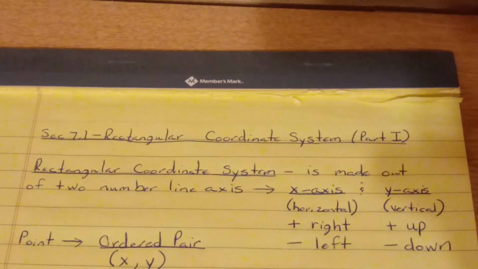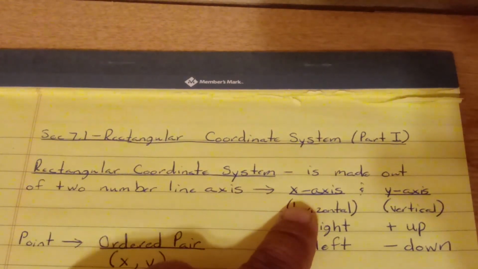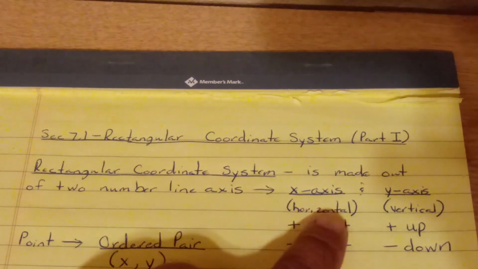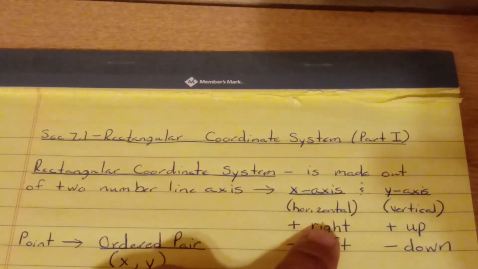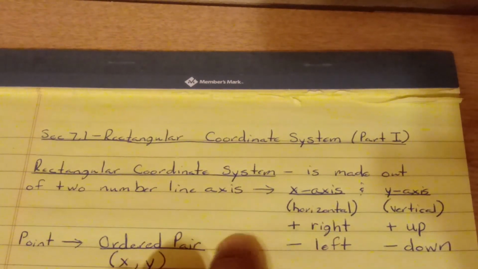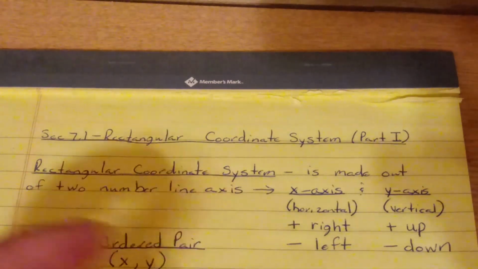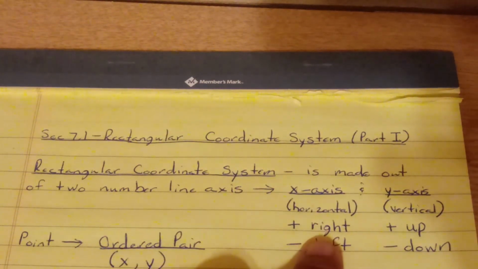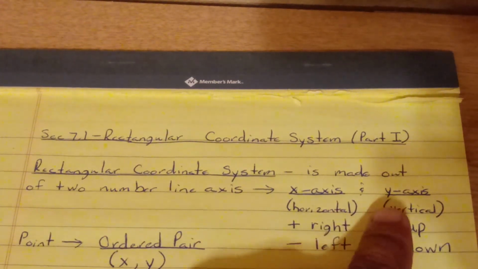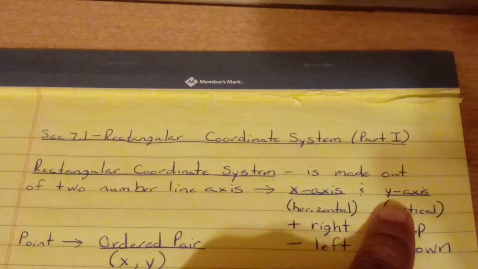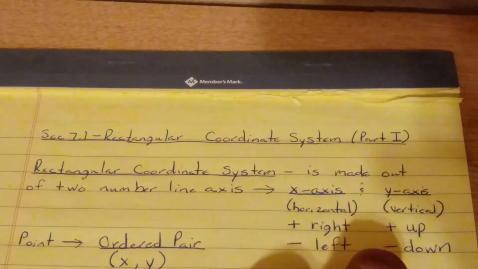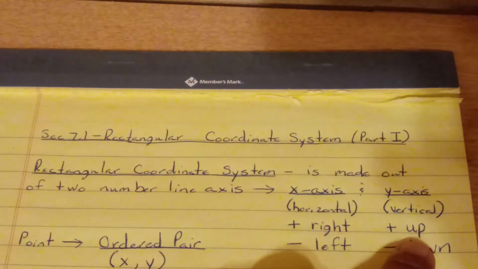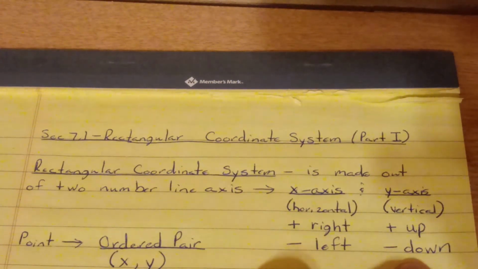It is made up of two number line axes. One is your x-axis, which will control the horizontal. So if it's positive, it's going to move to the right. If it's negative, it's going to move to the left. And by the way, you always start from the center when you're doing this. Then when you land in one of those positions, either right or left, you're either going to move up or down. So the y-axis controls the vertical. If it's positive, it'll be up. If it's negative, it'll be down.